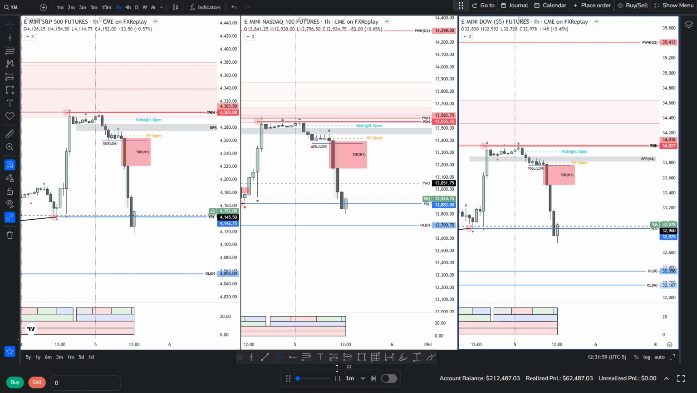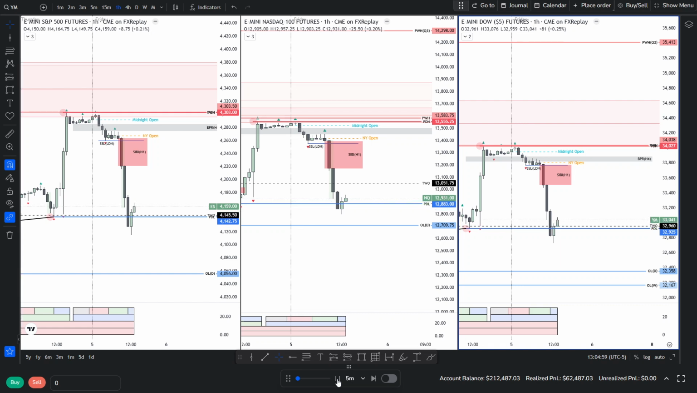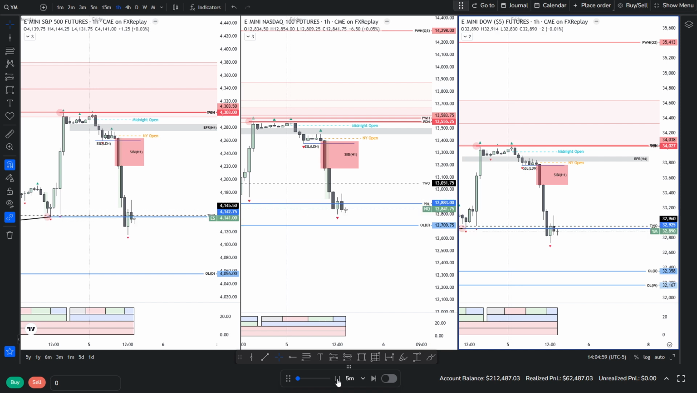I would hazard a guess that we're going to continue lower. I don't think anything is going to form right now. In fact, we'll just put this out to 5 minutes. So yeah, nothing.